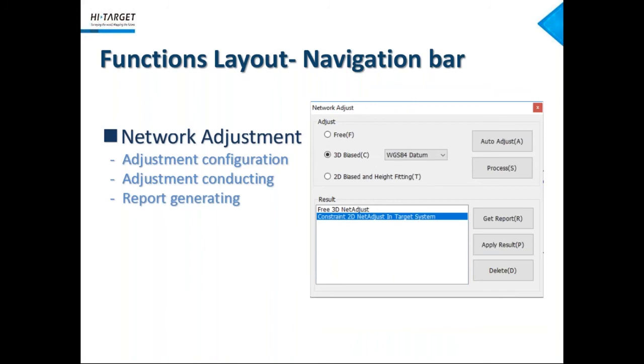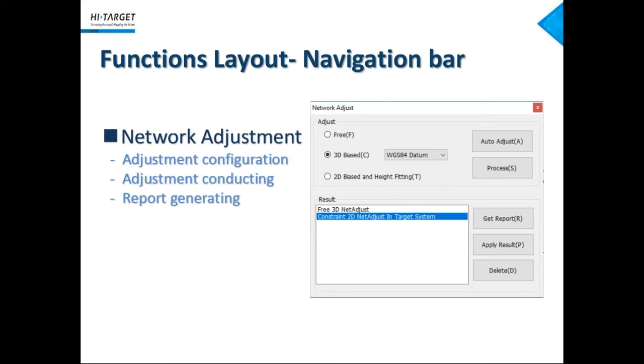HGO provides us users with three types of adjustment method for different uses. The first one is called free, which means this adjustment doesn't get control points involved. So this result is only about high interior precision. As for 3D bias, the work is conducted with the use of control points.